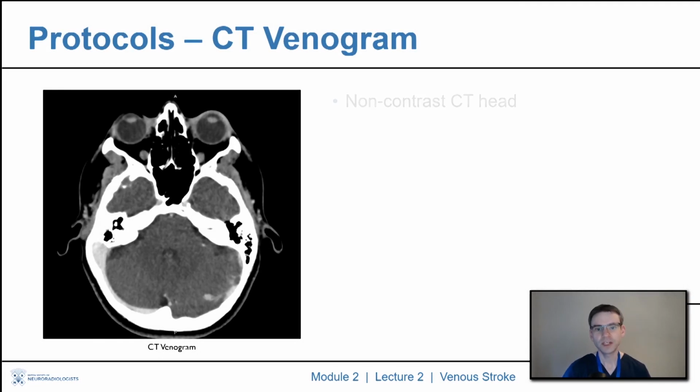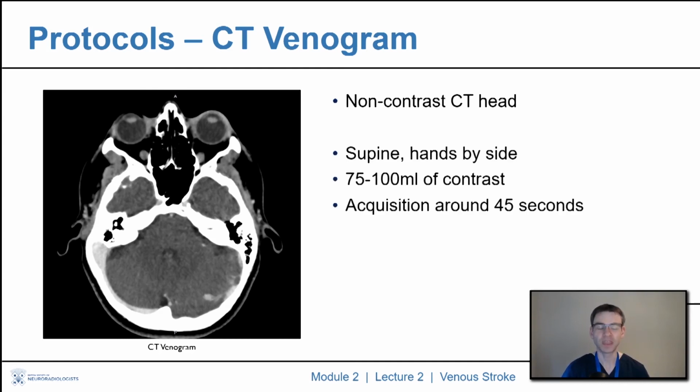So CT venogram, we're usually going to start in most centres with a non-contrast CT head. That's to help with the interpretation of what you see. And then the CT venogram is done supine with the patient's hands by their side, administering 75 to 100 mils of contrast and acquiring the scan at about 45 seconds.